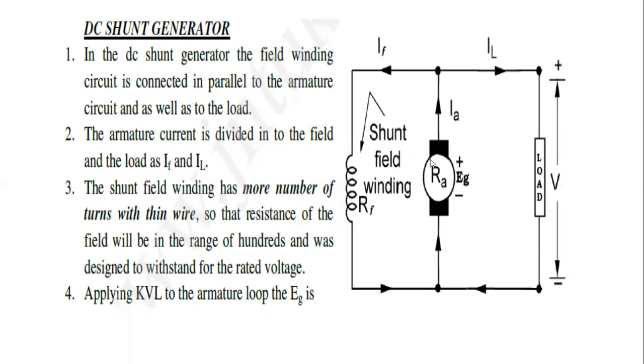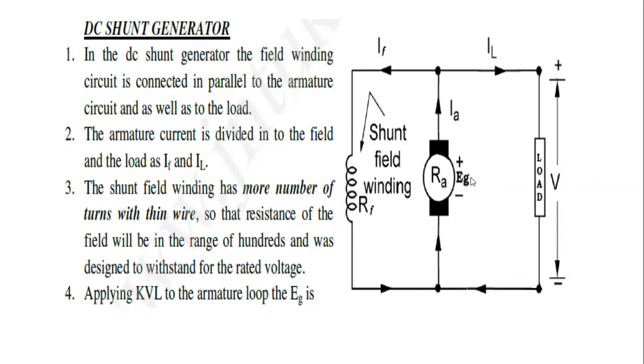This is the shunt field winding, this is the armature, and this is the load. The voltage across this load is V and this is EG, the generated EMF. The EMF is generated by itself, so it is called the self-excited DC generator. The excitation is done by itself only. Due to that excitation, the EMF is induced according to Faraday's law.